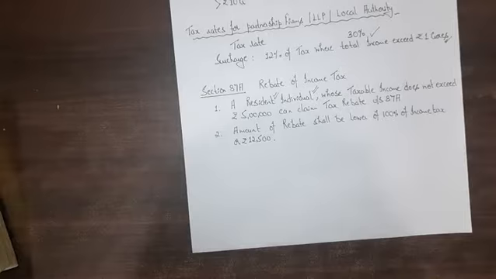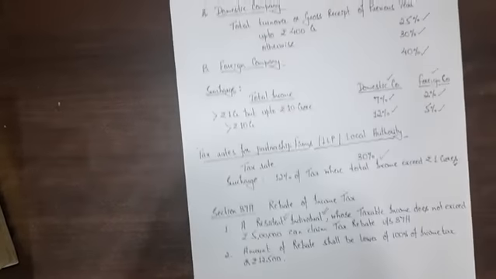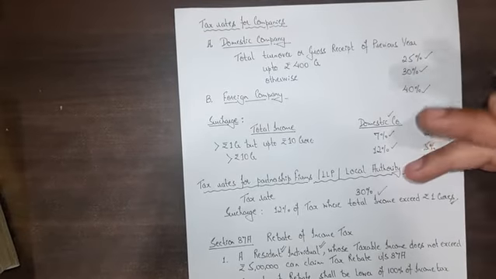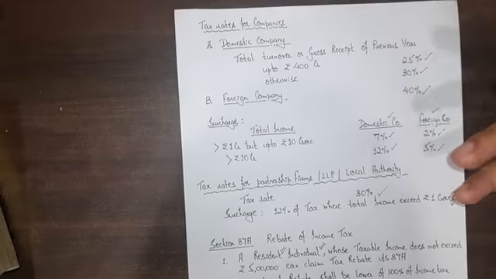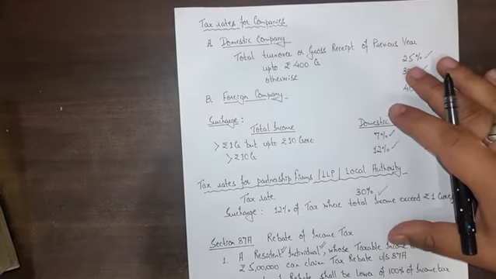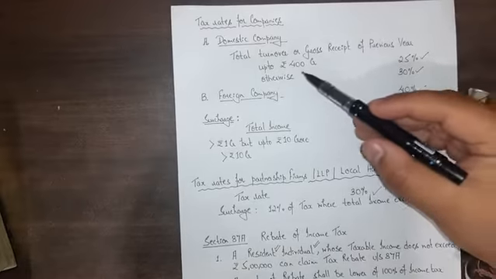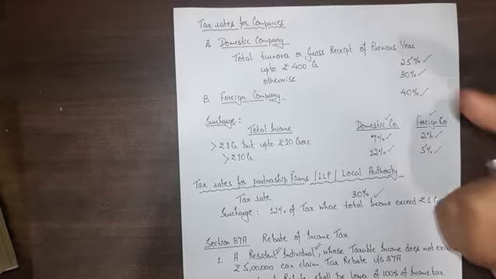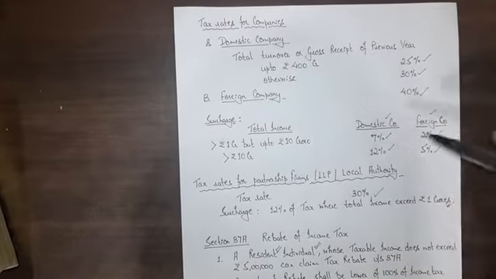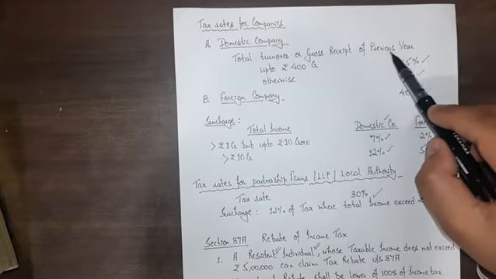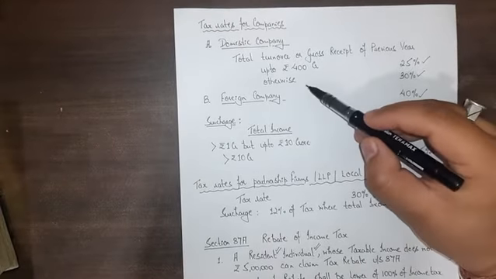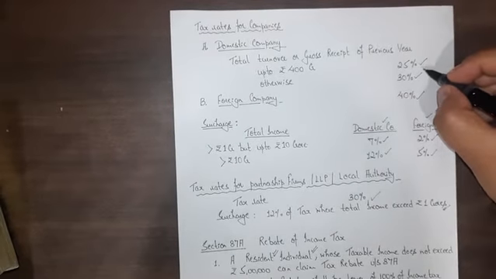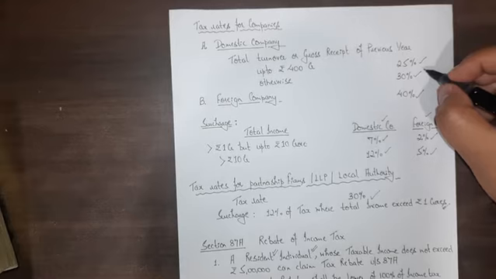Coming on to the second category, tax rate for companies. Companies have been basically divided into two broader subcategories, that is a domestic company and a foreign company. For domestic company, total turnover or gross receipt of the previous year is regarded as the base for deciding the tax rate. So total turnover or gross receipt of the previous year, if it is up to 400 crores, then the company will be applicable for tax rate at 25%.